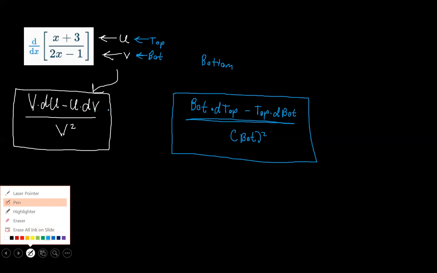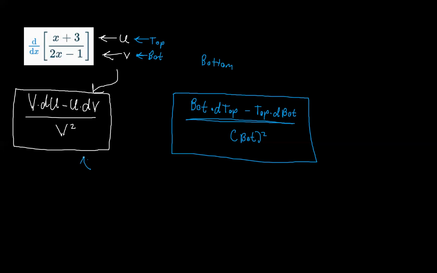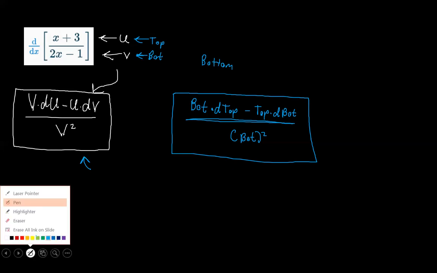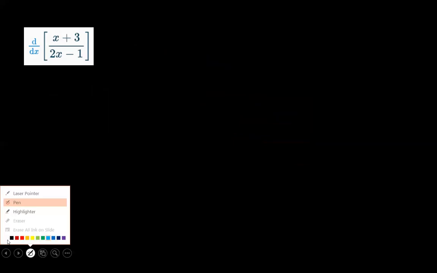So for me, I am going to use this one na lang. Okay? I'm just going to use this. So if you want to use this, you can experiment on your own. So enough with the long explanation. Let's go to the point. So your u is your numerator, which is x plus 3. And your v is your denominator, which is 2x minus 1.